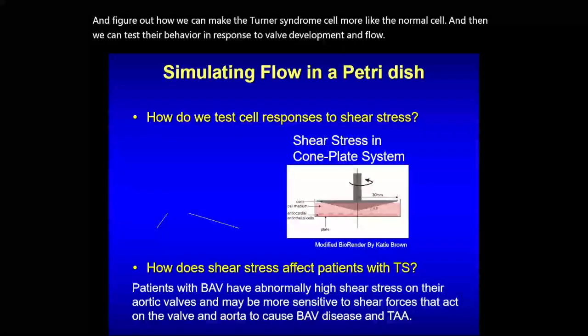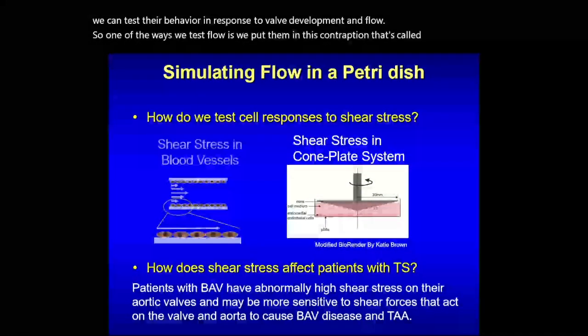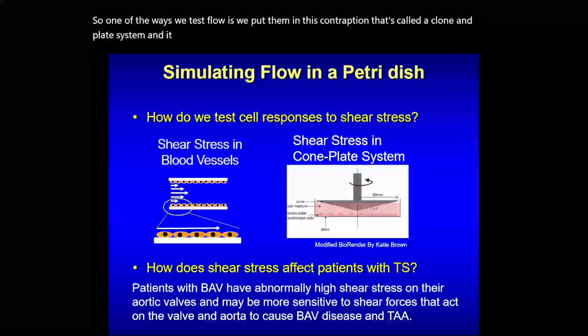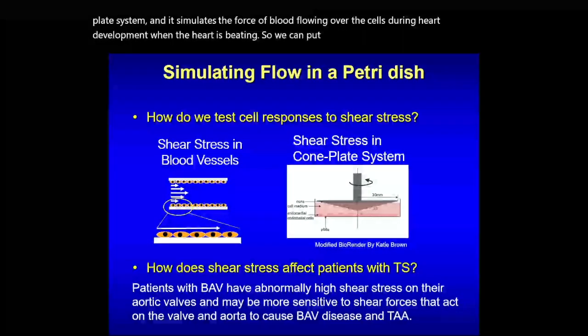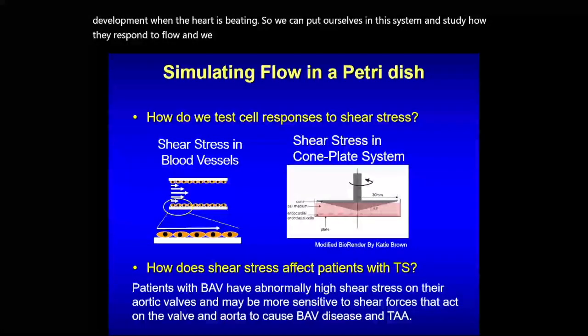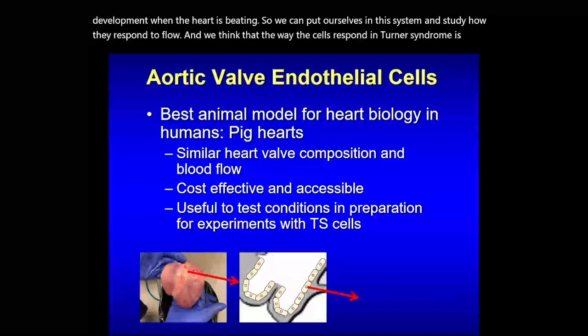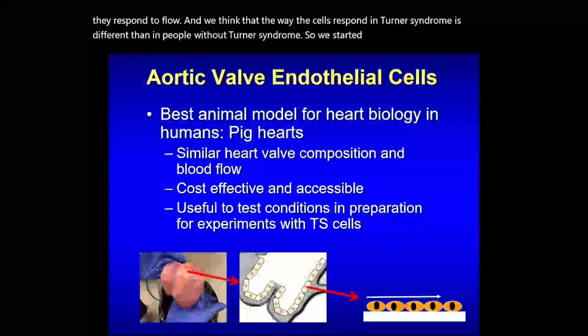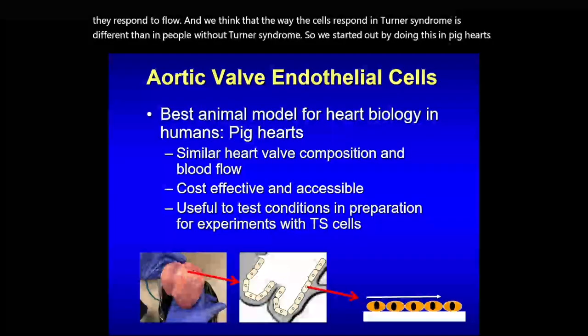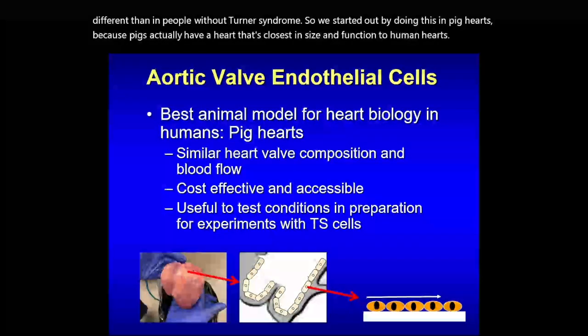So one of the ways we test flow is we put them in this contraption that's called a cone and plate system, and it simulates the force of blood flowing over the cells during heart development when the heart is beating. So we can put our cells in this system and study how they respond to flow. And we think that the way the cells respond in Turner syndrome is different than in people without Turner syndrome. So we started out by doing this in pig hearts because pigs actually have a heart that's closest in size and function to human hearts. And we wanted to see if we can get the system to work.